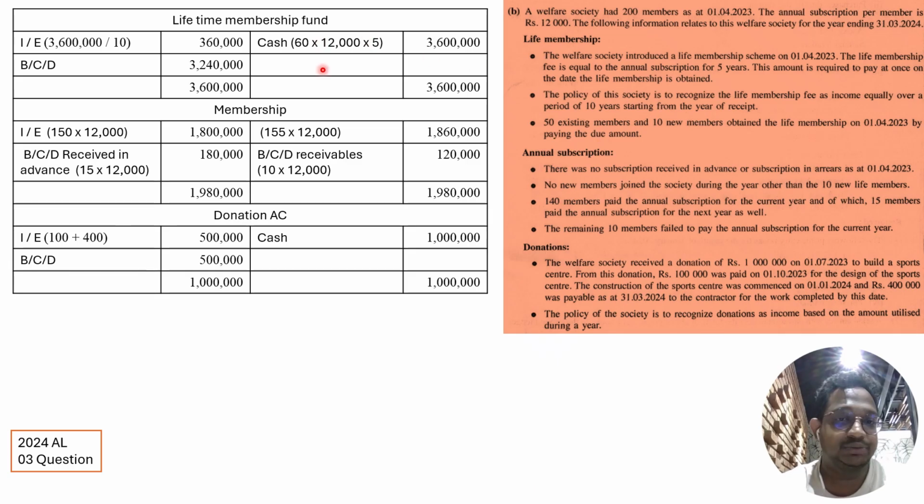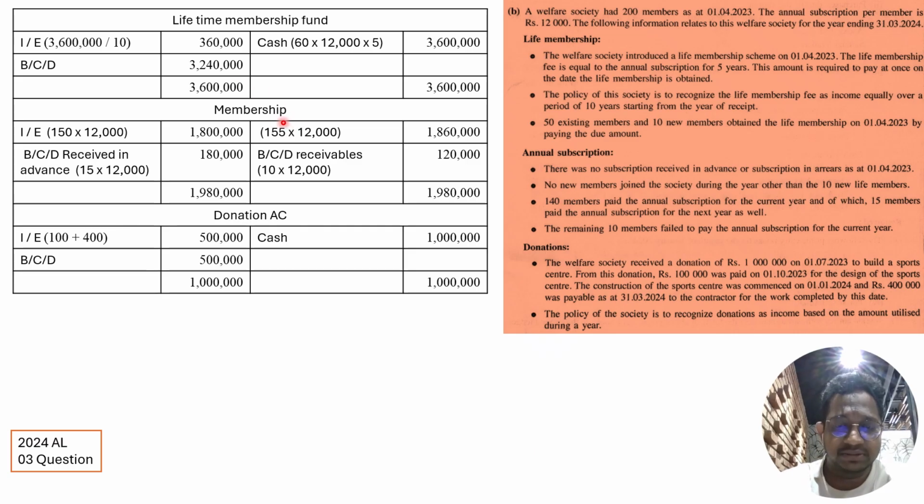So 60 into annual membership 12,000 into 5 years. So the total amount that they received in cash for the lifetime membership fund is 3,600,000. And from that, the policy is to recognize this total over 10 years in the income statement as income. So 3,600,000 divided by 10 years, 360,000 is the amount you should recognize in your income statement as income, and then you have to mention the closing balance as well.